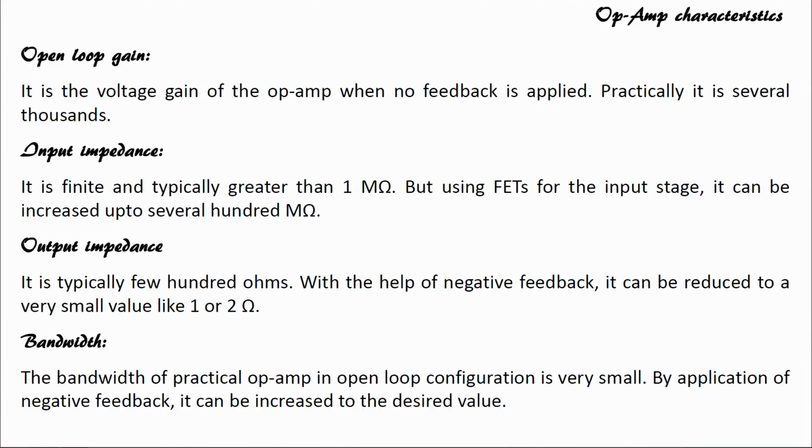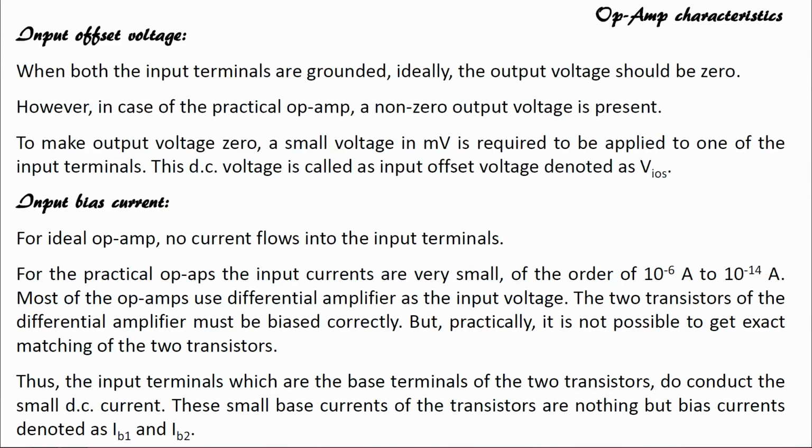Bandwidth of a practical op amp in open loop is very small, but by using negative feedback we can increase the bandwidth to the desired value. Input offset voltage.